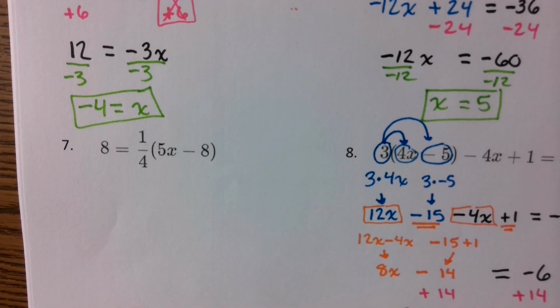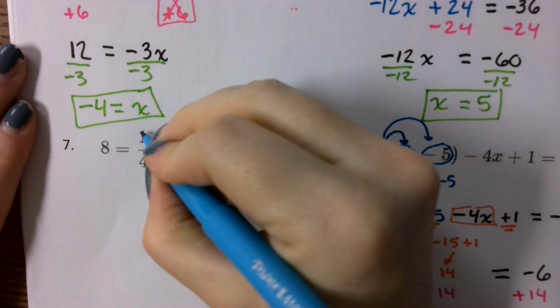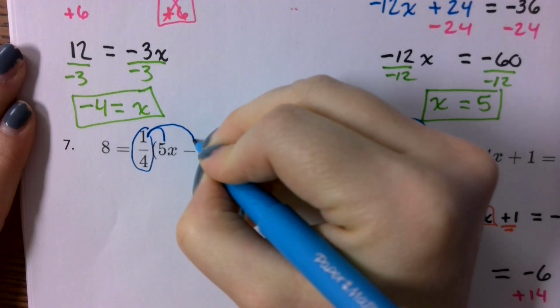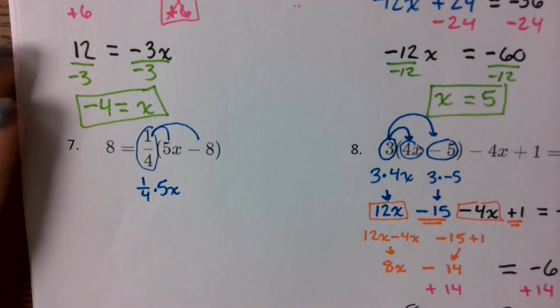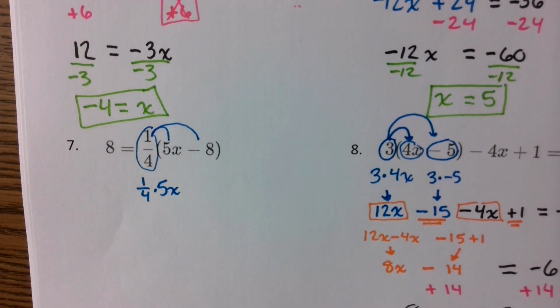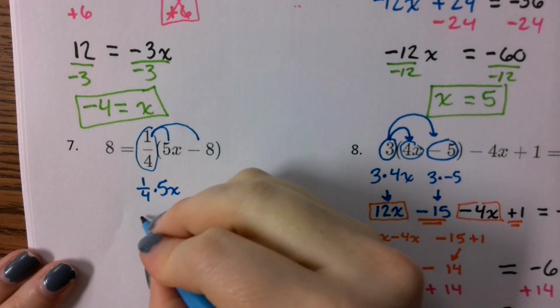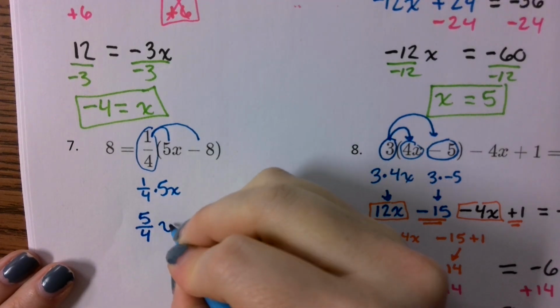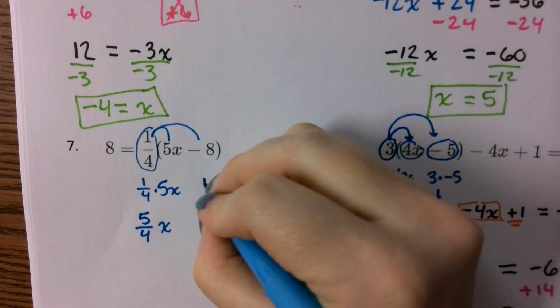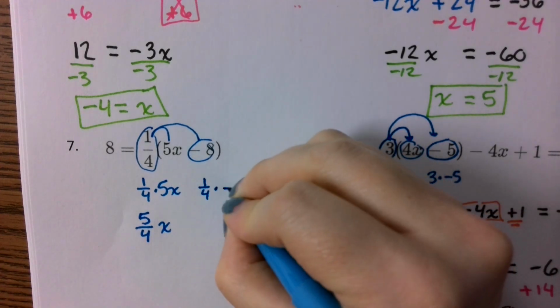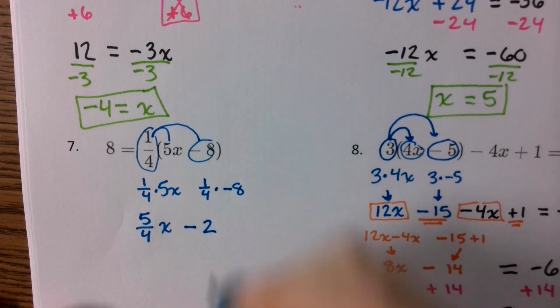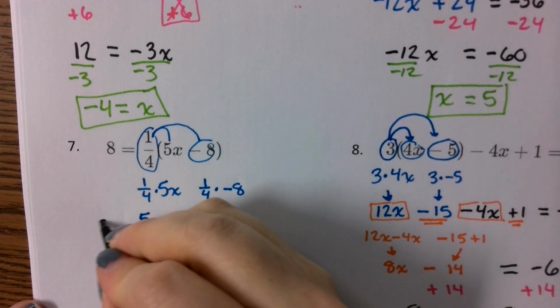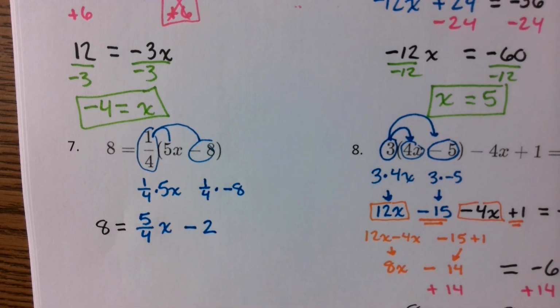All right. Number 7. Distribute? Yep. We're going to multiply everything by 1/4. Okay, so we're going to do 1/4 times 5x. We're really just focusing on multiplying the number values, right? 1/4 times 5 is just going to give us 5/4. So we're going to have 5/4 x. And then we're going to do 1/4 times negative 8, which gives us a negative 2. All right, so we have 8 is equal to 5/4 x minus 2.